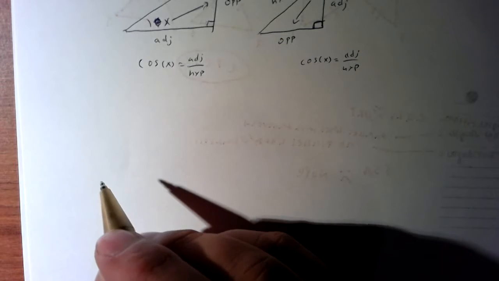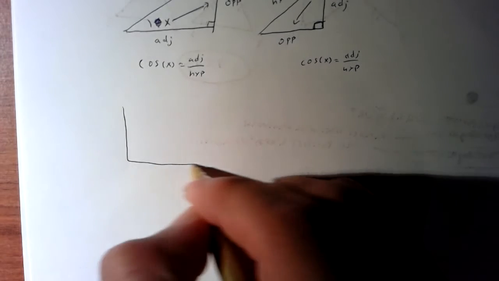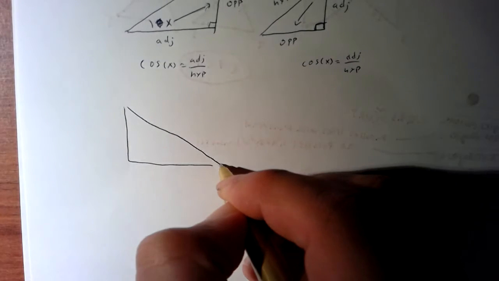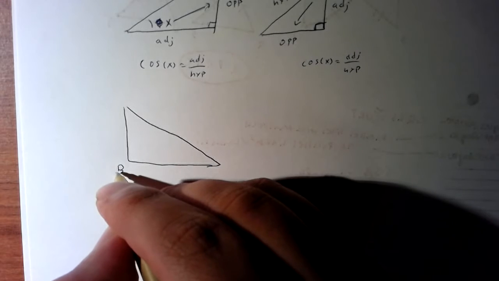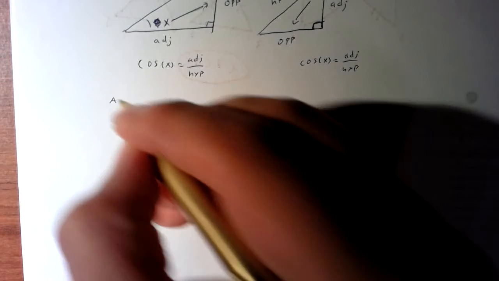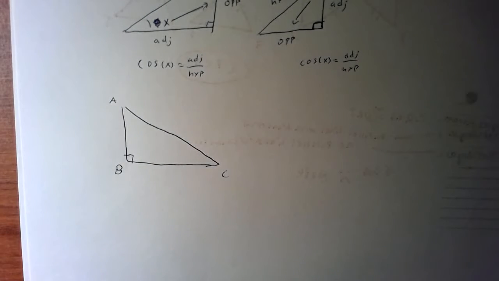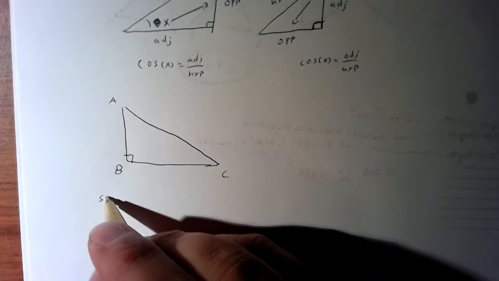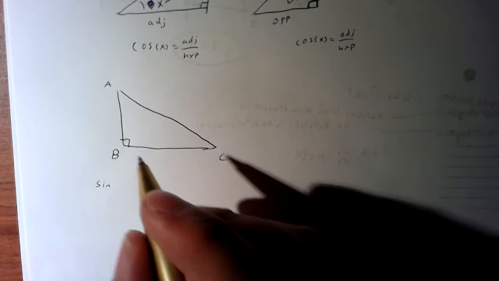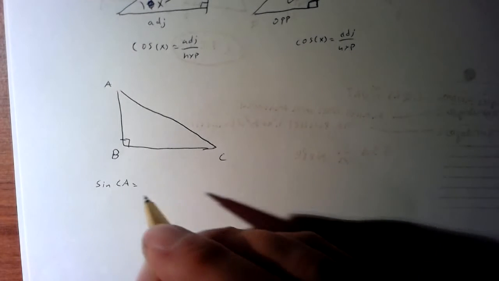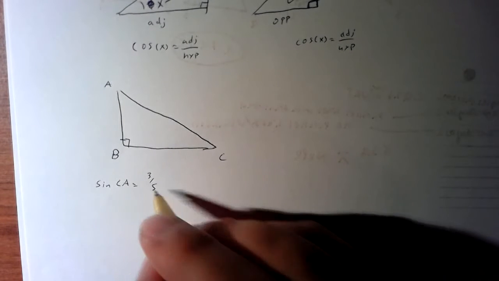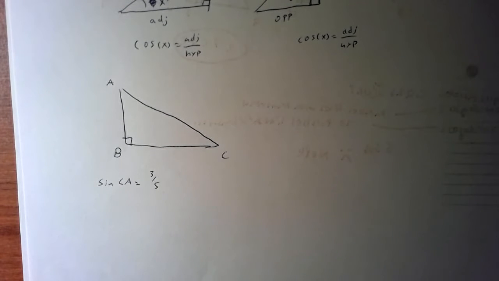So on question 1 we have that triangle ABC is a right triangle, and B is the right angle. So B is where the right angle is. So I'll put A up here and then C over here. Okay, now here they're telling us that sine of angle A equals 3 over 5. So this is some important information. They're giving us a ratio.